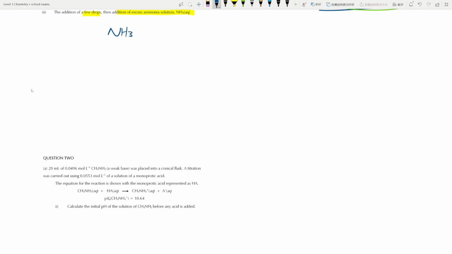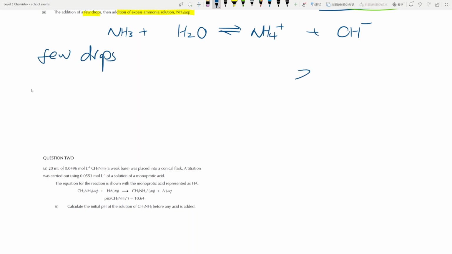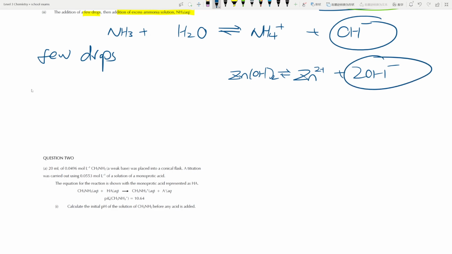Now, ammonia is a weak base. So what that means, if it's a weak base, it's going to partially dissociate. You're going to make NH4+, and you're going to make OH-. So again, if you're only adding a few drops, remember the equilibrium that we looked at before. This is the zinc hydroxide equilibrium. Can you see the OH- is a common ion.